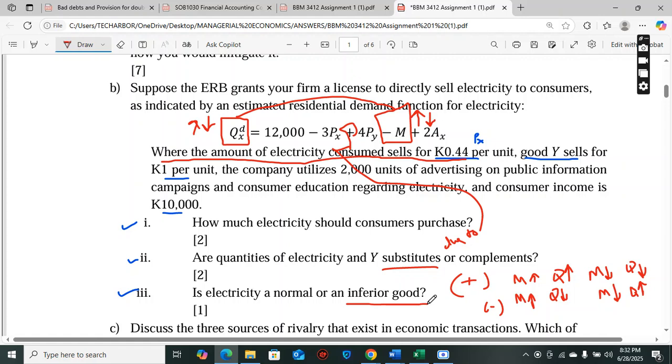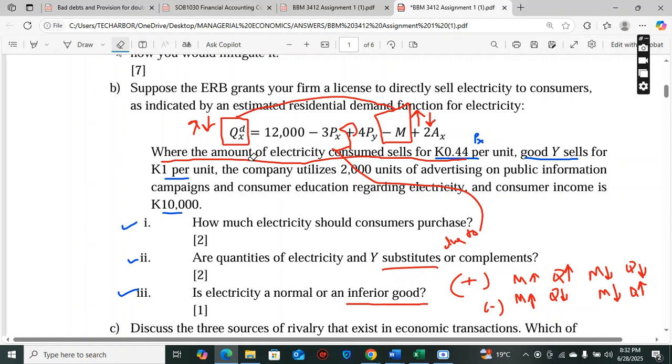Yes. If it's for substitutes and complements, you're just comparing the price of the other good and the quantity demanded of your good. They are comparing price and quantity. And if it's inferior or normal goods, you're now comparing income and quantity.